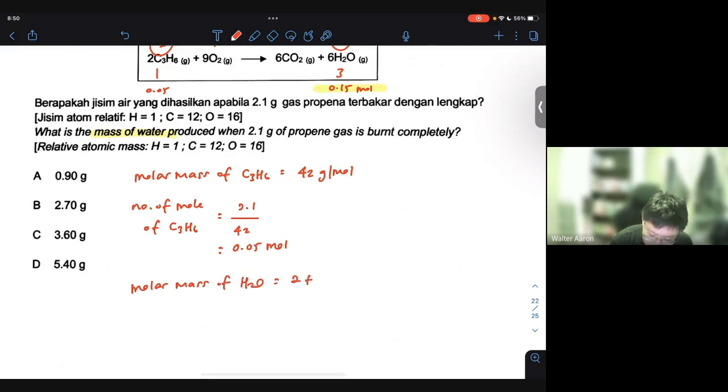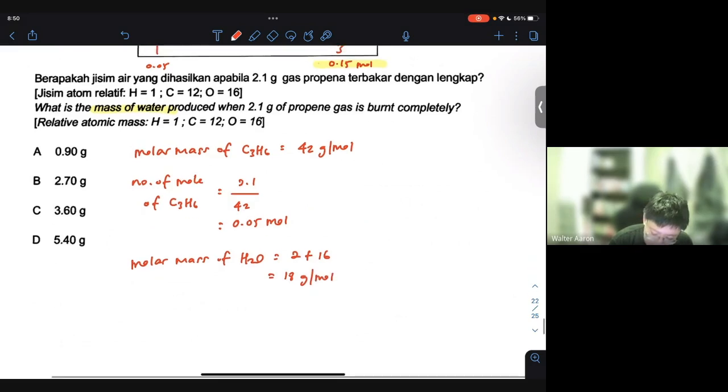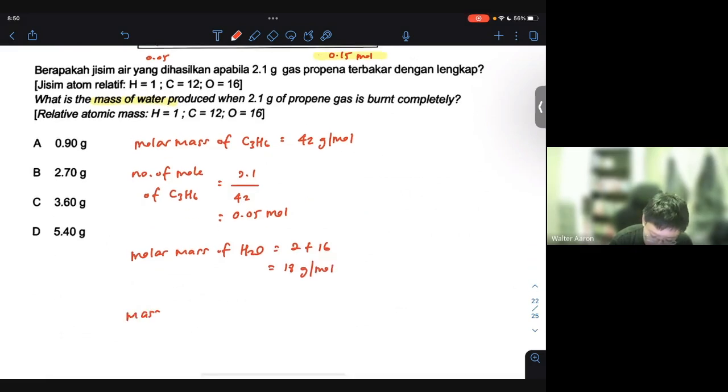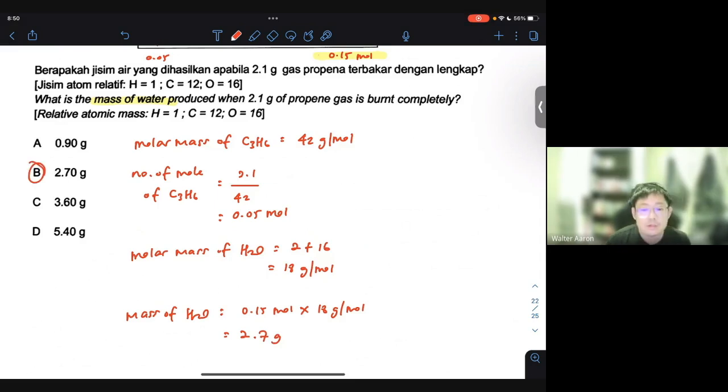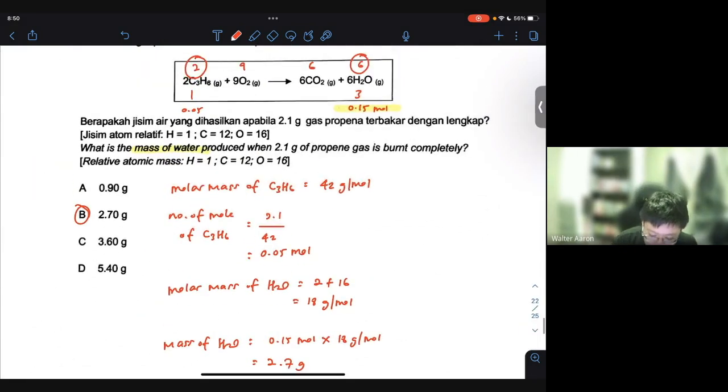Okay, so it's 2 plus 16, 18 grams per mole. So the mass of water produced in this reaction will be 0.15 mole multiplied by 18 grams per mole. The answer is 2.7 grams in total. Let's compare in ratios and you get the answer correctly.